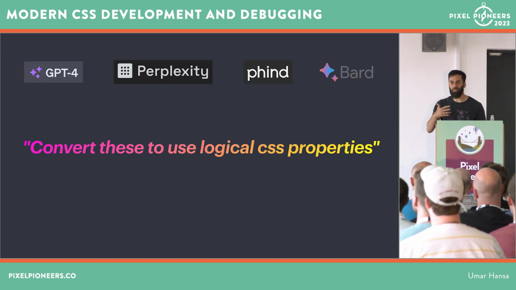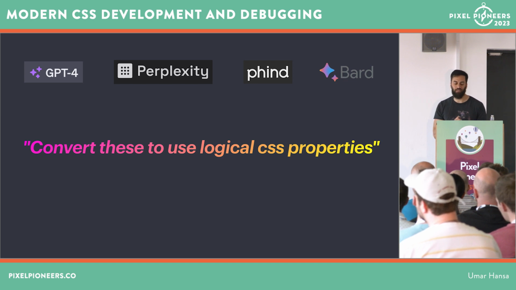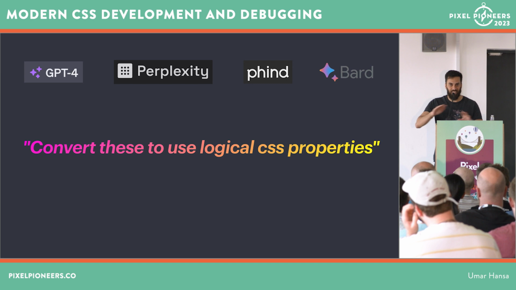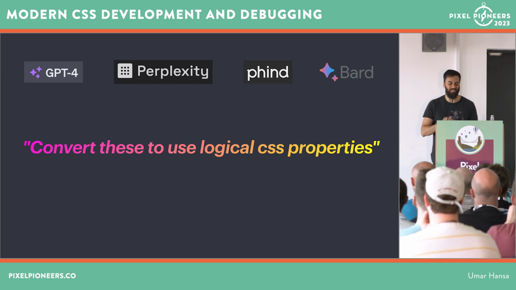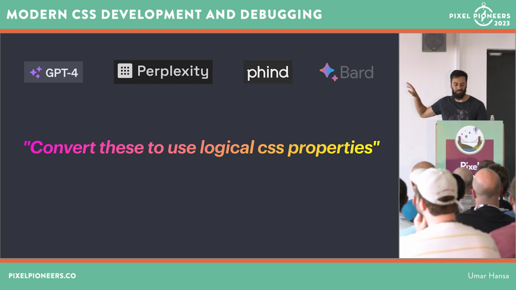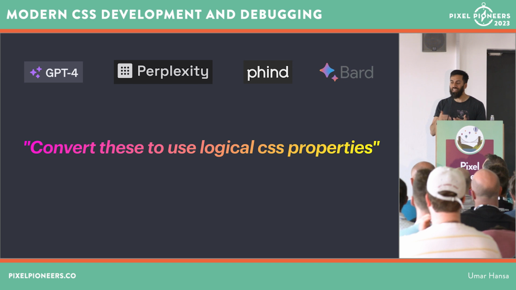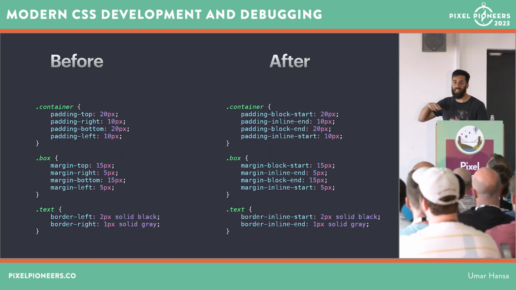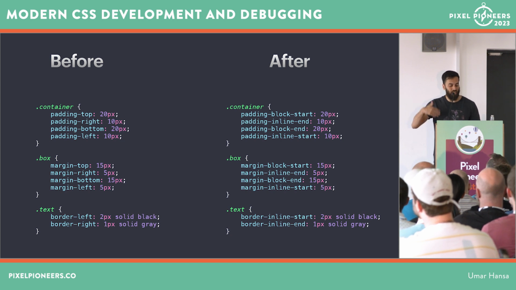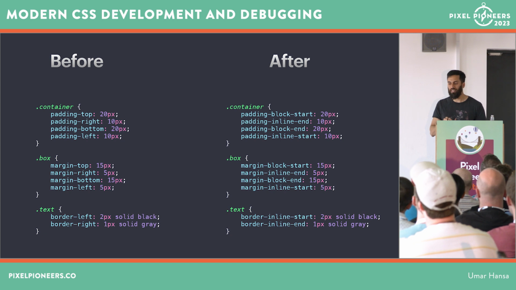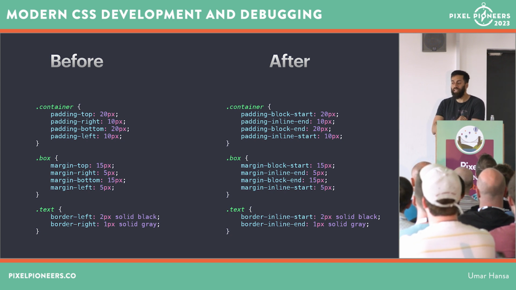Just to get us on a level playing field, just in case there are some of you who aren't familiar with the concept of prompting. You can go to any one of these language model tools like ChatGPT, Bard, and so on, and you can give it a prompt like, convert these to use logical CSS properties. And then you chuck in a bunch of CSS that doesn't use logical properties, and then it'll spit out the transformed version. With very narrow and discrete tasks like this, it seems to work pretty accurately.